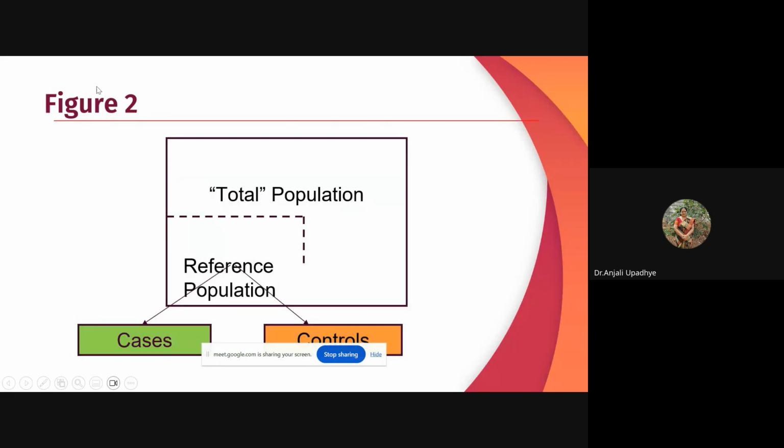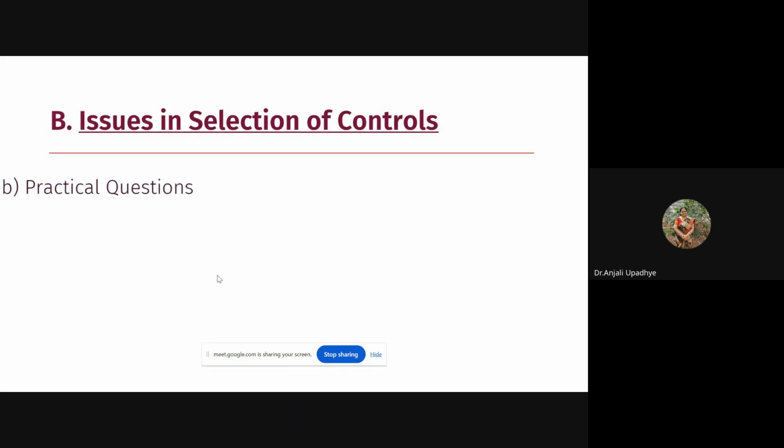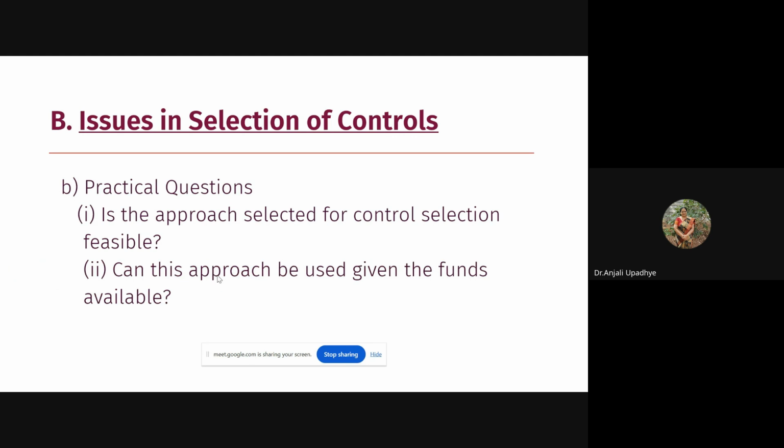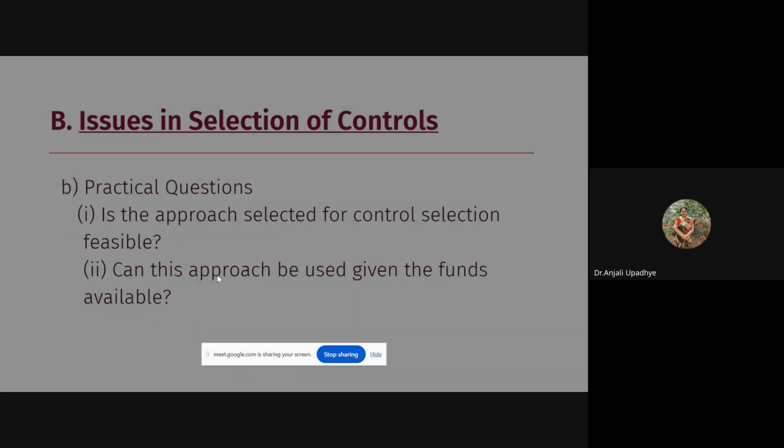So figure number 2 is a reference population. The total population is here, but what we are going to study is our reference population. With this reference population, we are selecting our cases as well as the controls. Both are selected from the reference population itself. So an issue in the selection of controls is whether the control is feasible. That means funds are available or the controls are available. Sometimes it is not possible to find the controls, so we take the published results directly as a control.